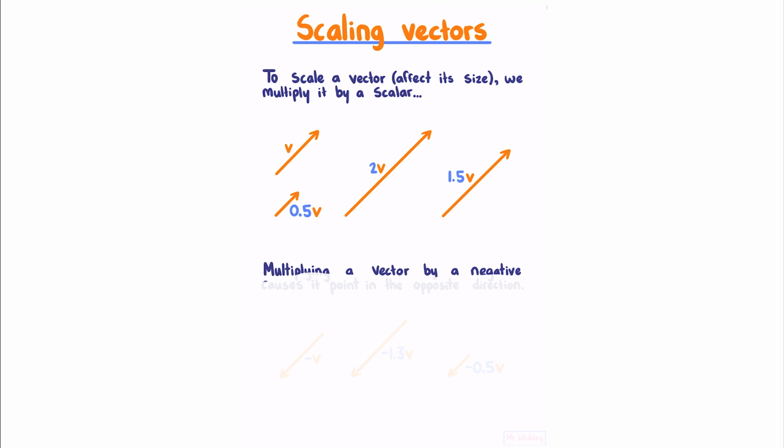Multiplying a vector by a negative causes it to point in the opposite direction. So negative v is going to be the same as v but in the opposite direction, and as well as multiplying it by a negative to make it point in the opposite direction, we can scale it at the same time.